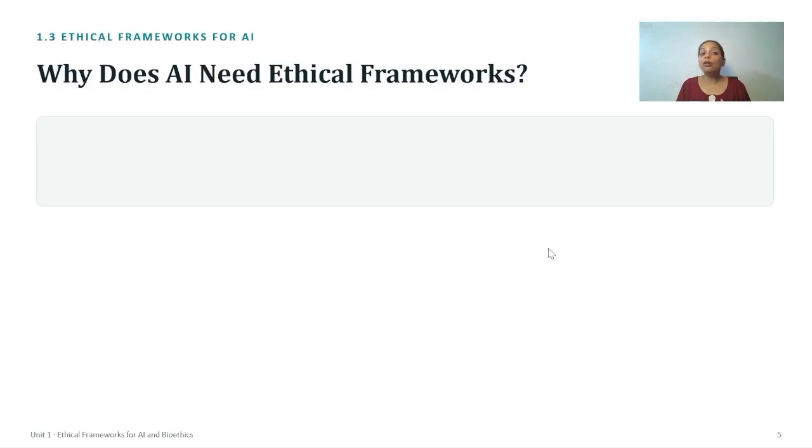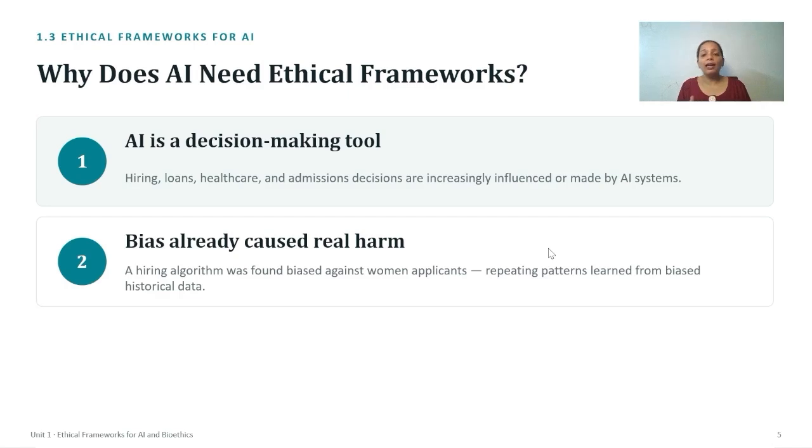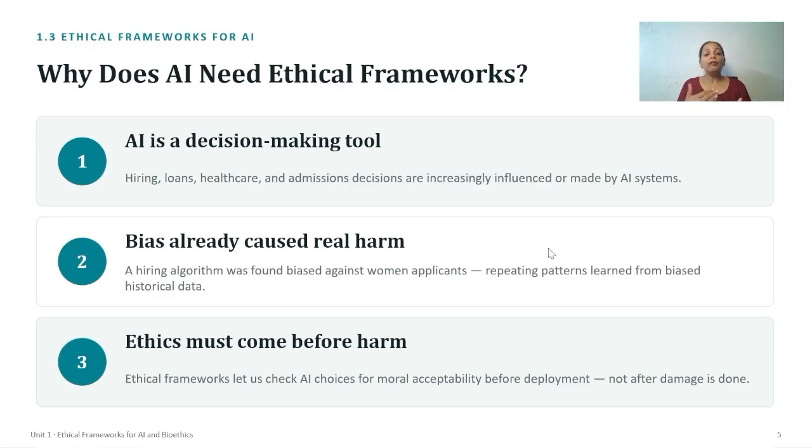Now we can answer this big question: why does AI specifically need an ethical framework? AI is essentially being used as a decision making and influencing tool today, in hiring, in loan approvals, in healthcare, in college admissions, and many other areas. Because of this, we need to make sure AI makes choices that are morally acceptable. Also, ethical frameworks help us build that check in from the very beginning, before the harm ever happens, not after.